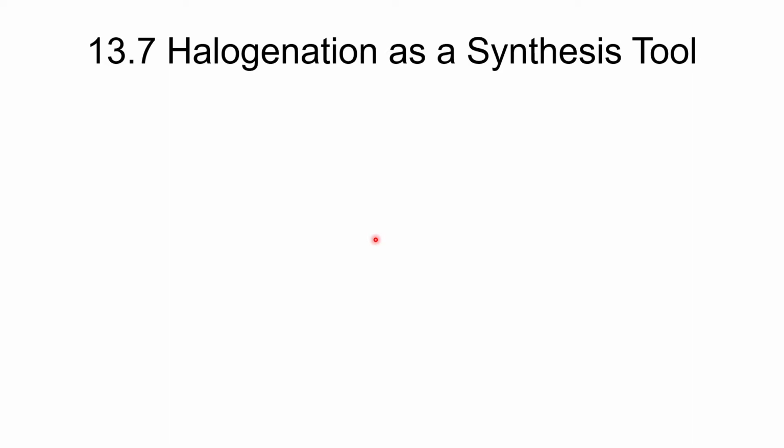All right, so this section, and we're going to talk a little bit more about this later. Here we're going to be looking at halogenation as a synthesis tool, understanding how we can use the halogenation that we're talking about here in synthesis.